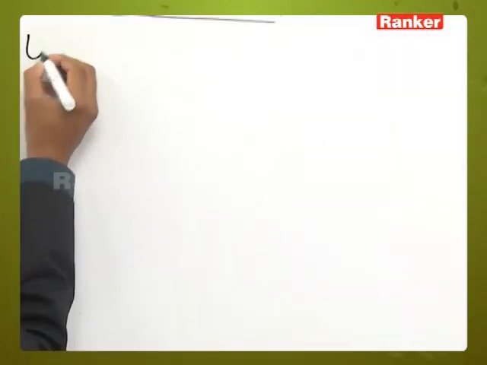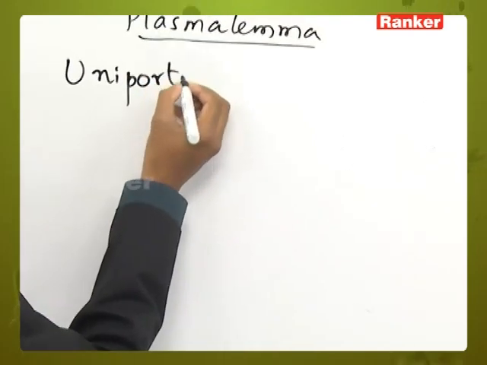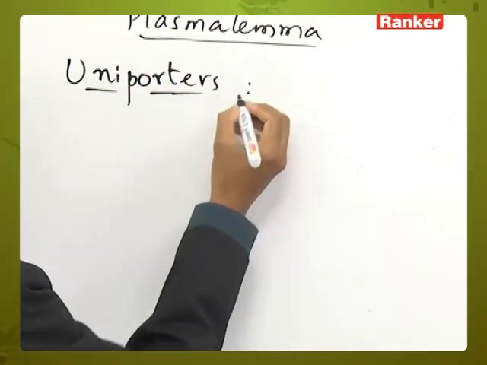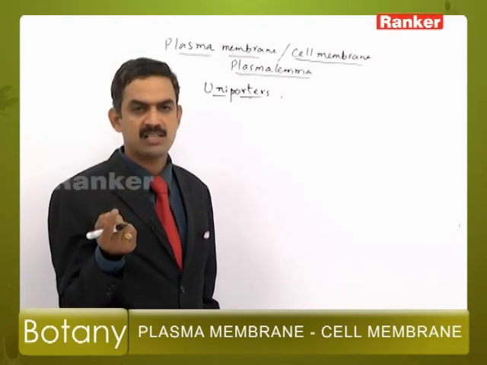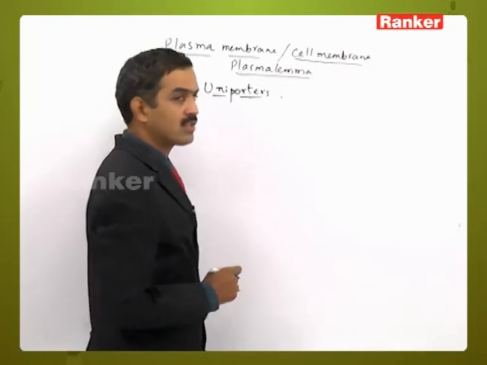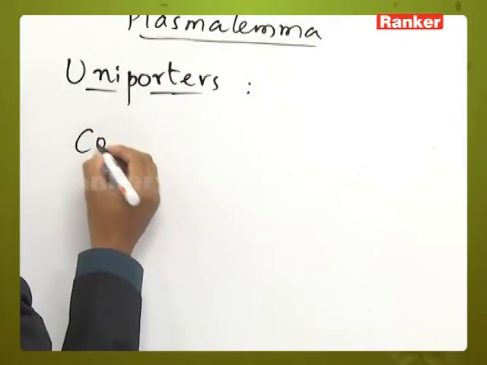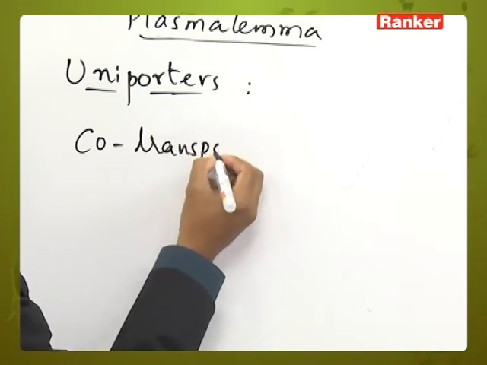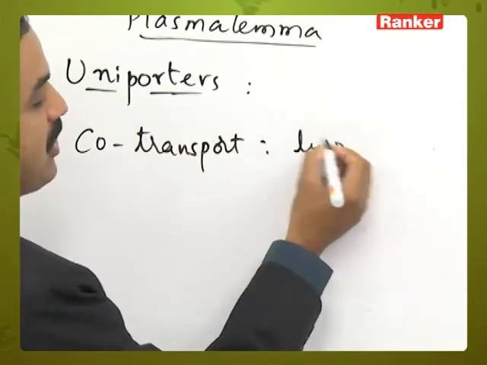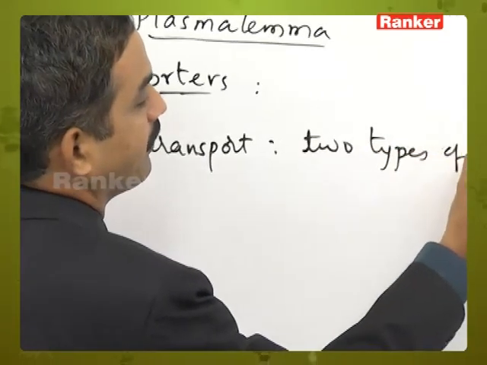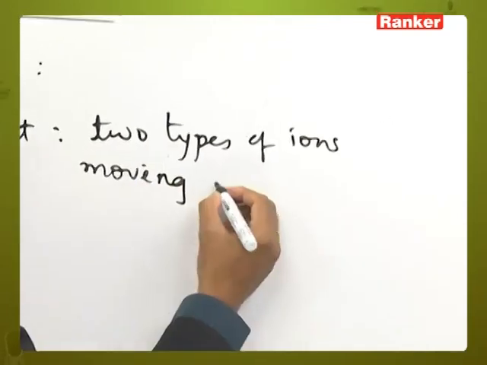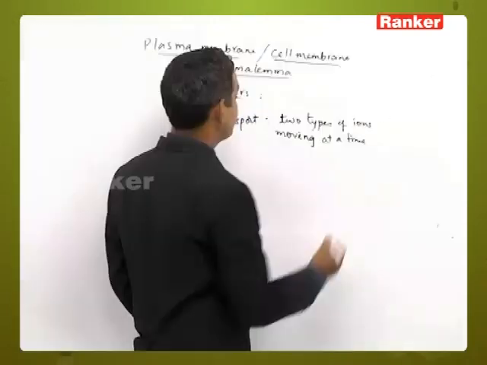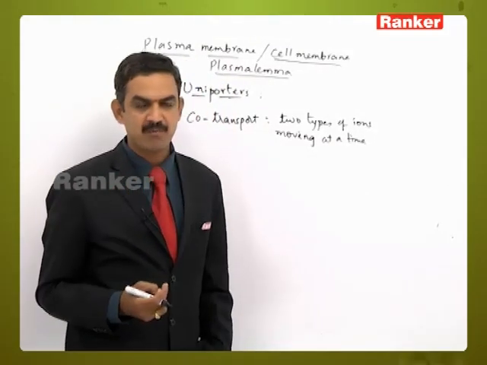Then apart from that, based on the movement, we have uniporters or the uniport mechanism. Uniport or uniporters means a transmembrane protein is allowing the movement of one ion from one side to the other side, in one direction. That is called uniporters, and the mechanism is called uniport. The other is called co-transport. Co-transport means two types of ions are moving at a time.